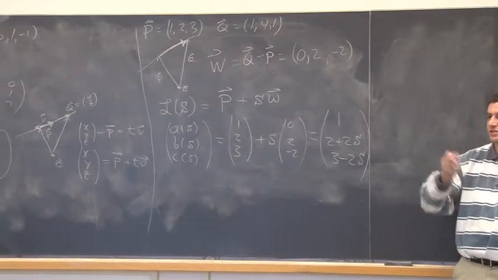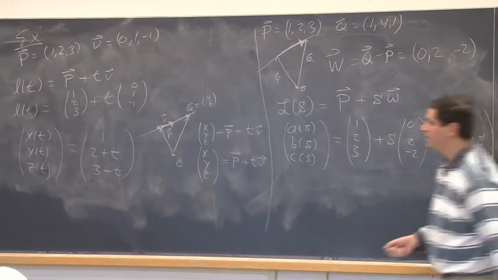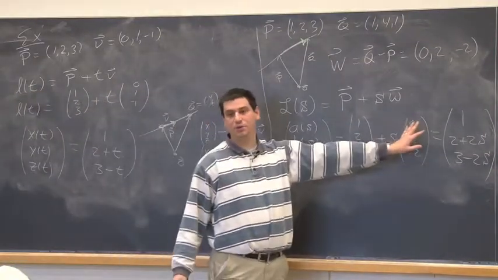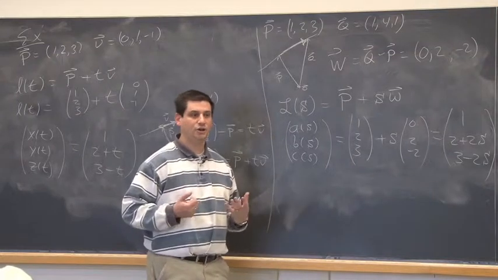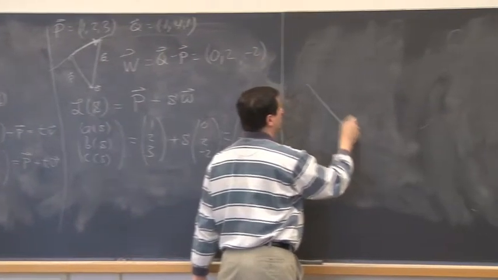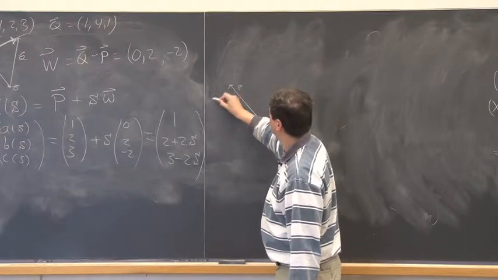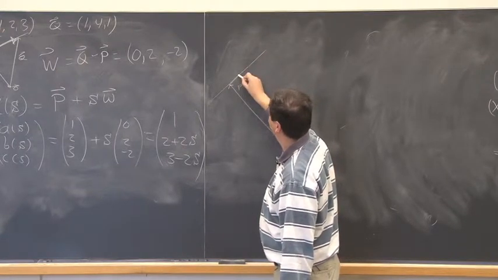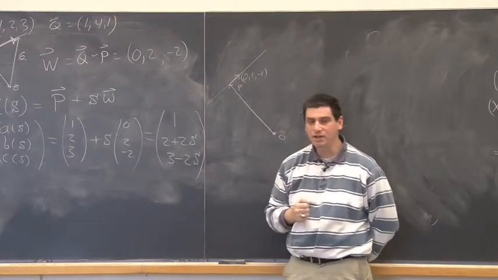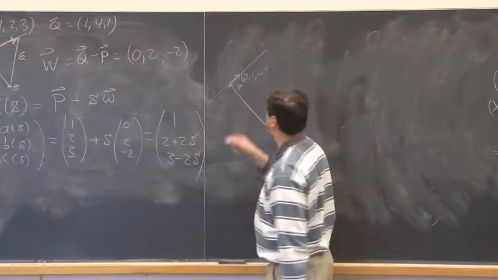When you look at this, yes? Yeah, p. The point 1, 2, 3 is on both of them. If I take t equals 0, I get the point 1, 2, 3. If I take s equals 0, I get the point 1, 2, 3. Both of these lines go through the point P. So if you think what's going on, here's 0. Here's the point P. The first line is the line going through point P in the direction 0, 1, minus 1. The second one is the line going through point P in the direction 0, 2, minus 2.